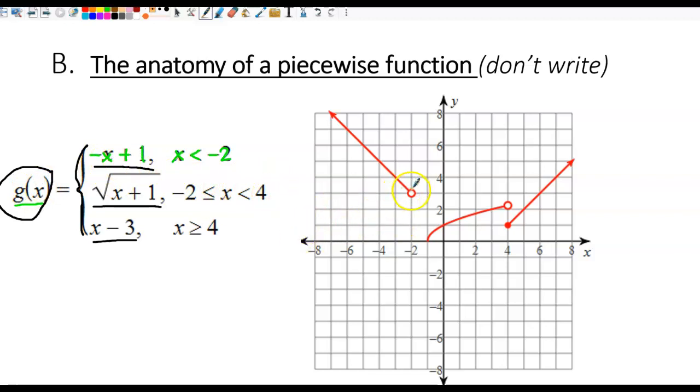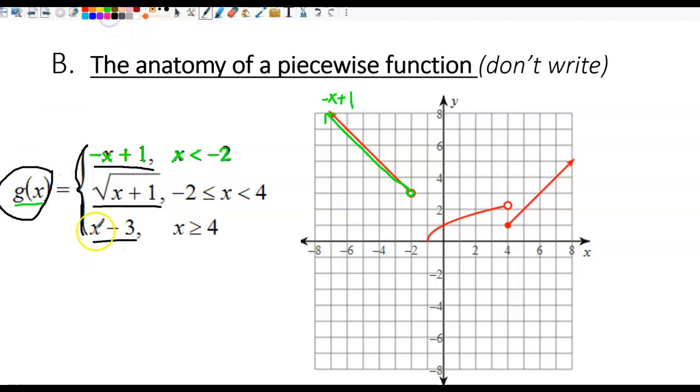So here's where x is negative 2 on my graph. And anything less than that, meaning to the left, is this line here. This line here is the linear function negative x plus 1. It's a straight line function. It's a linear function. All right?